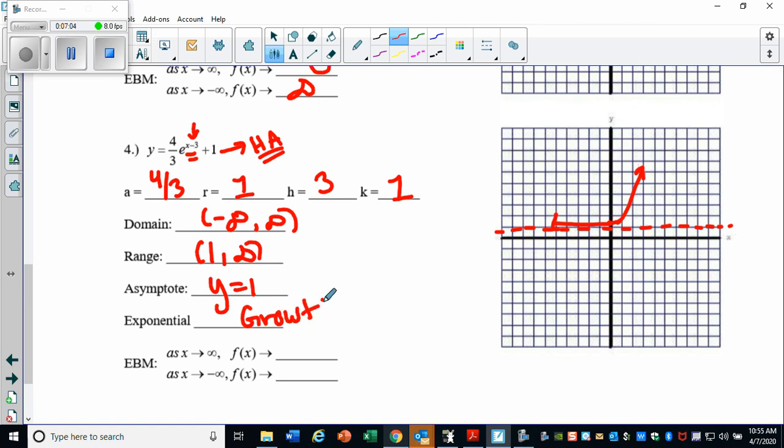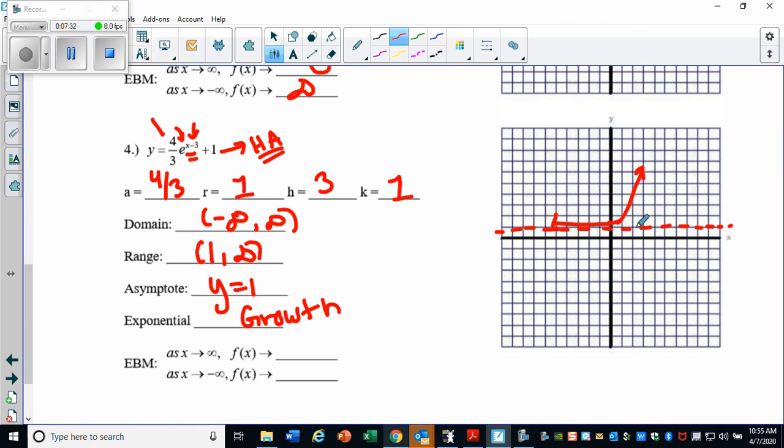The reason it's an exponential growth is as you walk left to right, you're going up, up, up, up, and that's exponential growth. The other way to show it is to take a look at the base of your exponent, and that is positive. Your number in front of x is positive, so 2 positives tells you that's an exponential growth. Now let's take a look at our EBM, reminder, that's end behavior model.